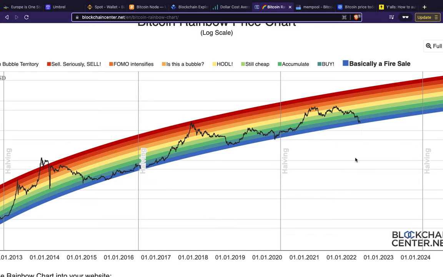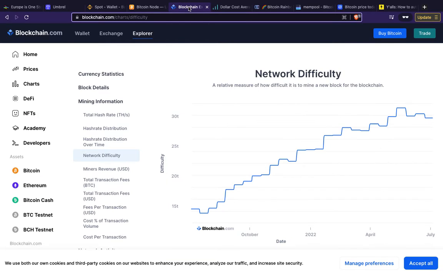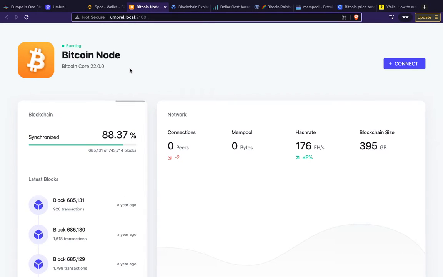This is what I wanna teach you about, guys, learning about DCA, and this is the website for accumulating satoshis. You can model your chart for that, and then we're gonna look at the Bitcoin difficulty adjustment, the hash rate, and all of this. We're gonna look at those metrics, and we're gonna look at the node. This is basically the node. It's still syncing to the network.